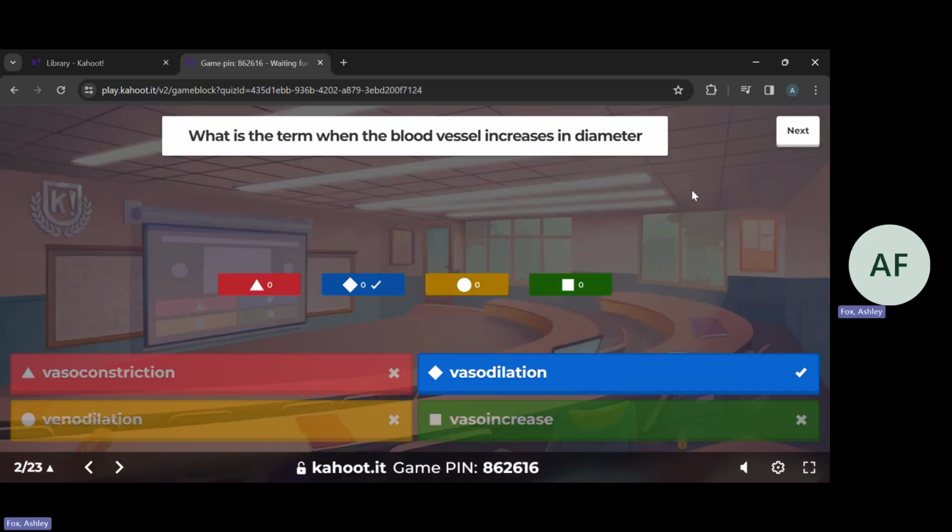The answer here is vasodilation. So remember when we're increasing in diameter, we're making it larger, so we're dilating it. And when you have vasoconstriction, then you're talking about making the diameter smaller. So you're constricting it or making it smaller. And we only talk about vasodilation or vasoconstriction. So those are the two terms. Vasodilation, a bigger diameter, increase in it. Vasoconstriction, a smaller diameter and decrease in it.